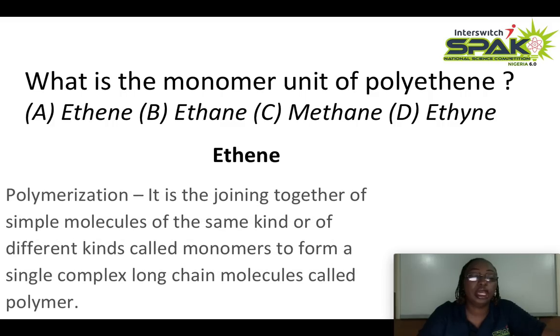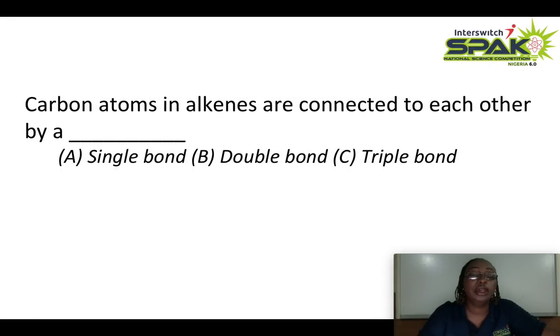Polymerization is the joining together of simple molecules of the same kind or of different kinds, called monomers, to form a single complex long-chain molecule called a polymer. We have two types of polymerization: addition polymerization and condensation polymerization. Carbon atoms in alkenes are connected to each other by, so straightforward, the answer is double bond.